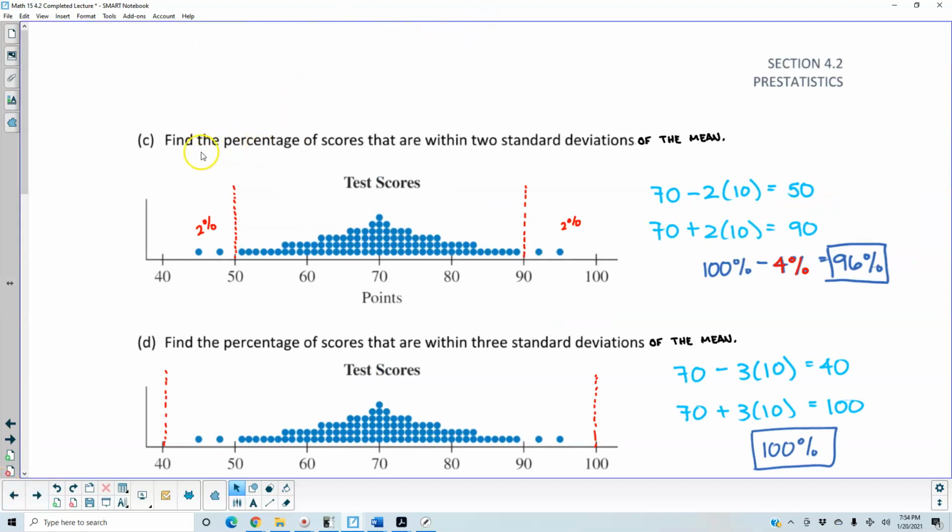Okay, let's go to part C. It says find the percentage of scores that are within two standard deviations of the mean. So we take again the mean, which is 70, and subtract 2 standard deviations, 2 times 10. So 70 minus 20 gives you 50. Then we take 70 plus 2 times 10. So 70 plus 20 gives you 90. So that means the values have to lie within 50 and 90.